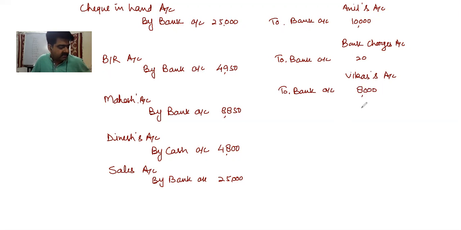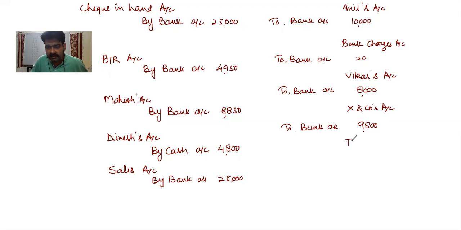Okay. Next is X and Company, and the amount is written in the bank column. So we will prepare X and Company's account, and X and Company debit to bank. So to bank account, 9,800 amount will come. Now next is a contra entry. No need to prepare any separate ledger for cash as well as bank.